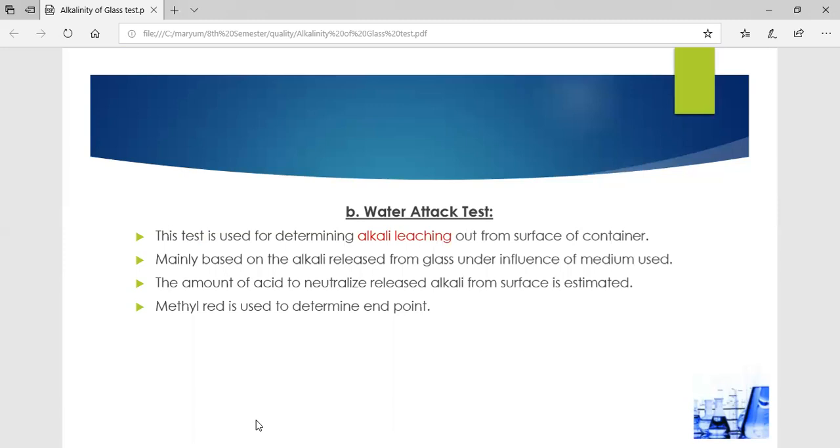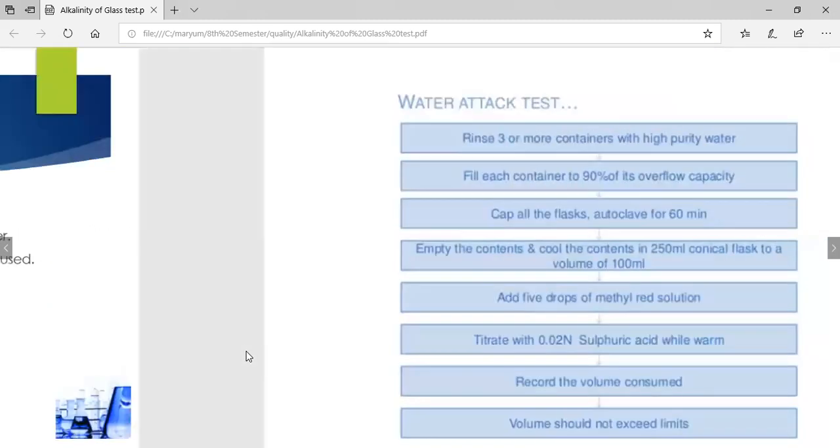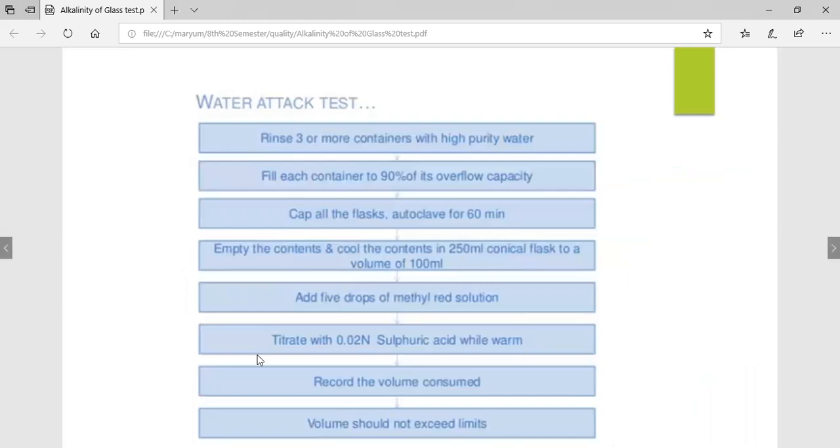The amount of acid that is neutralized with alkali from the surface is estimated. Like how much alkali is leached from the glass, we estimate its quantity with the help of a standard acid, which is 0.02 normal H2SO4, and the indicator used is methyl red to determine the endpoint. So this is basically the flow chart for the acid attack test.